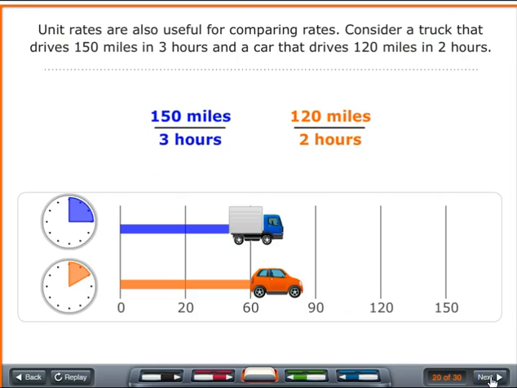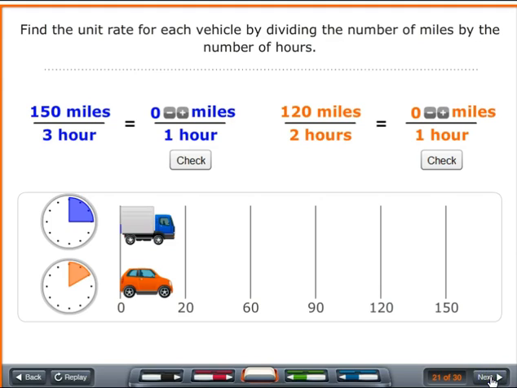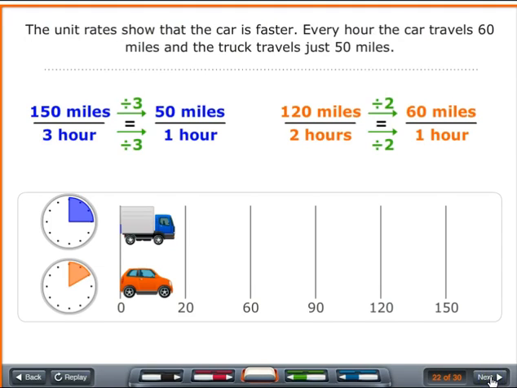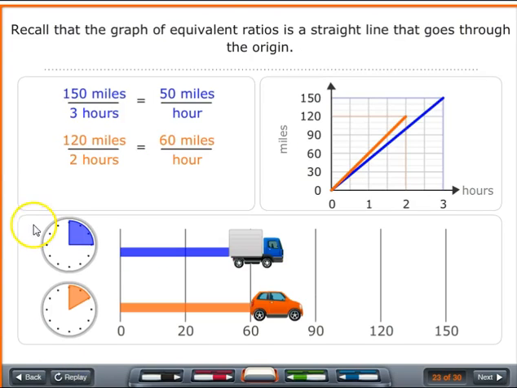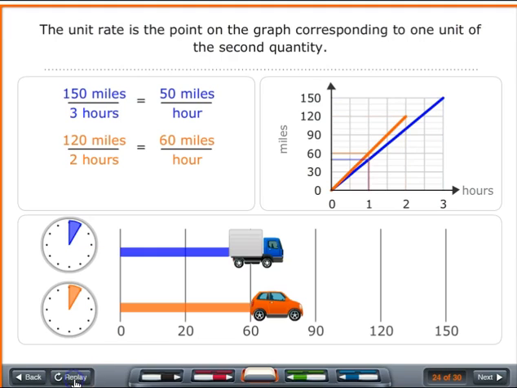Unit rates are also useful for comparing rates. Consider a truck that drives 150 miles in 3 hours and a car that drives 120 miles in 2 hours. Find the unit rate for each vehicle by dividing the number of miles by the number of hours. The unit rates show that the car is faster. Every hour the car travels 60 miles and the truck travels just 50 miles. Recall that the graph of equivalent ratios is a straight line that goes through the origin. The unit rate is the point on the graph corresponding to 1 unit of the second quantity.